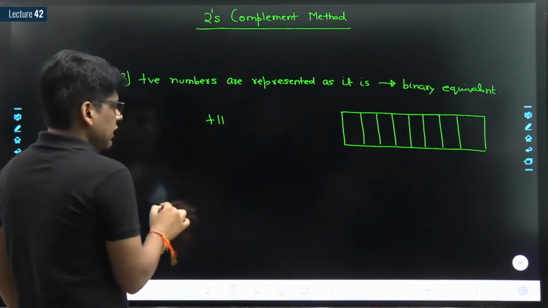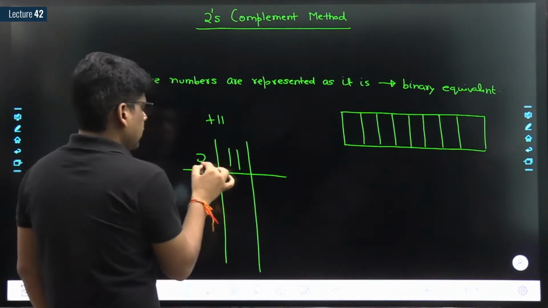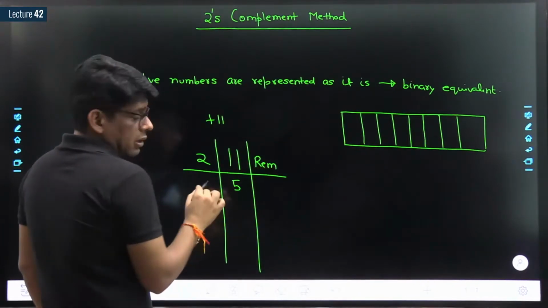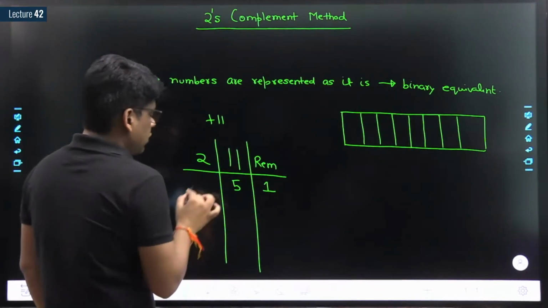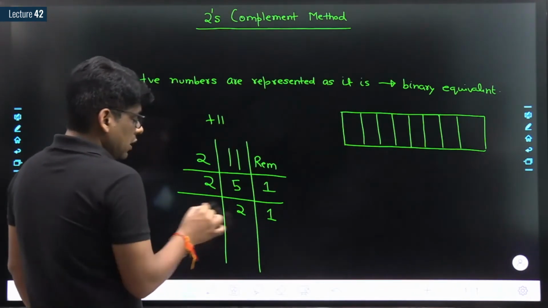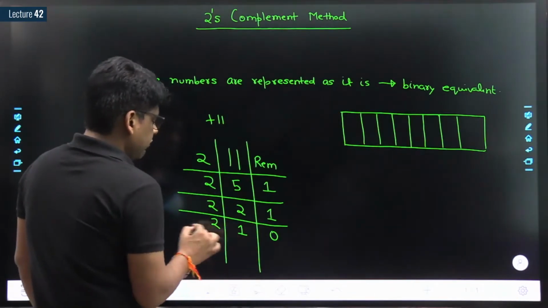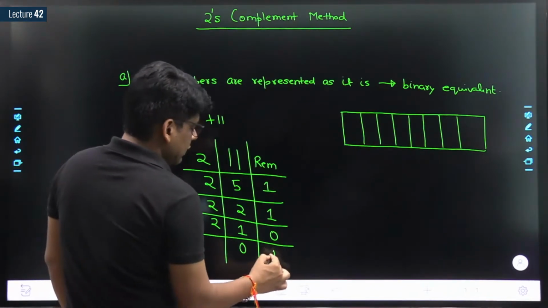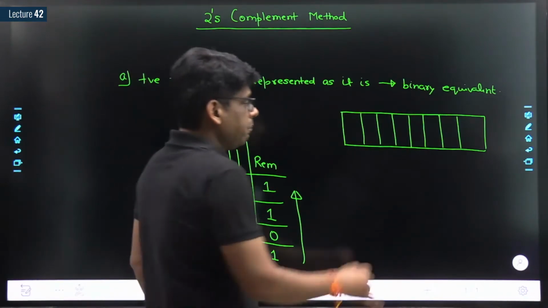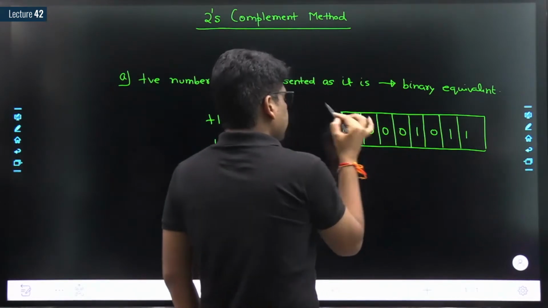So for plus 11, let me find the binary equivalent of 11. 2 into 5 is 10, so it leaves a remainder 1. When 5 is divided by 2, it leaves a remainder 1 and the quotient is 2. When 2 is divided by 2, the quotient is 1 and the remainder is 0. When 1 is divided by 2, the quotient is 0 and the remainder is 1. That means the binary equivalent for 11 is 1011.